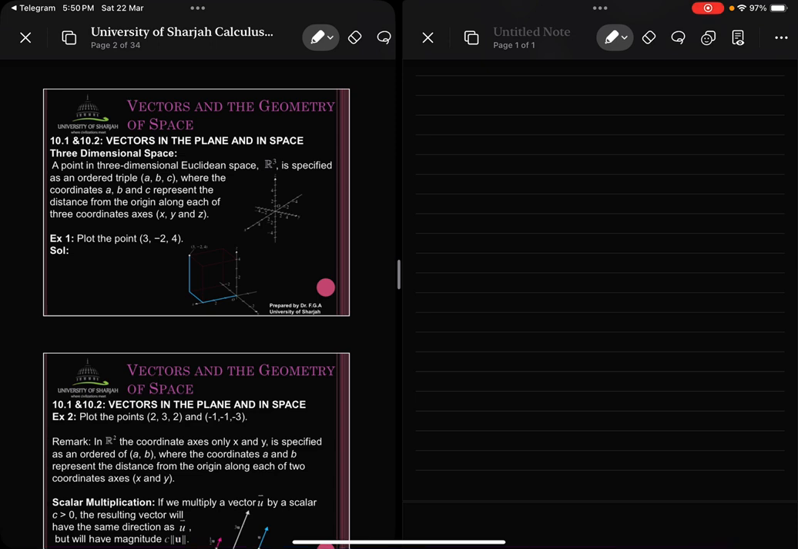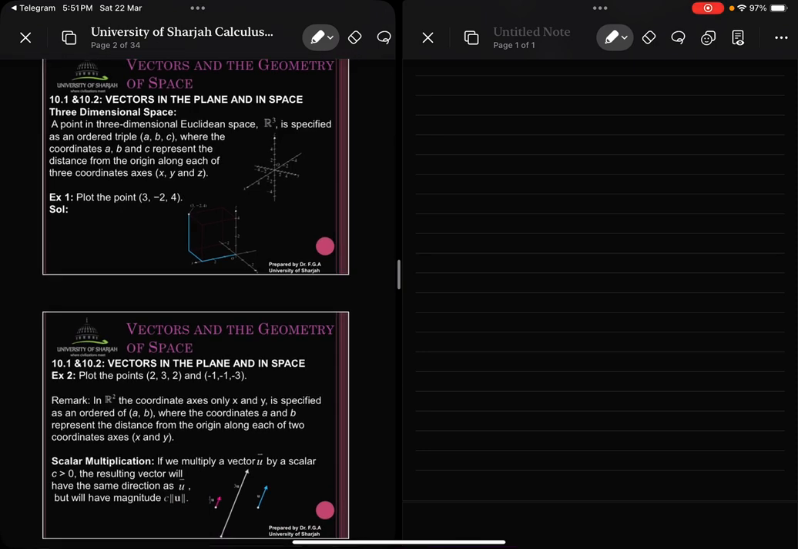Today we're going to start with chapter 10, Vectors and the Geometry of Space, 10.1 and 10.2. First of all, we have vectors in the plane and in space, three-dimensional space. A point in three-dimensional space, Euclidean space, R cubed, is specified as an ordered triple (a, b, c). So (a, b, c) represents the distance from the origin along the three coordinate axes x, y, and z.